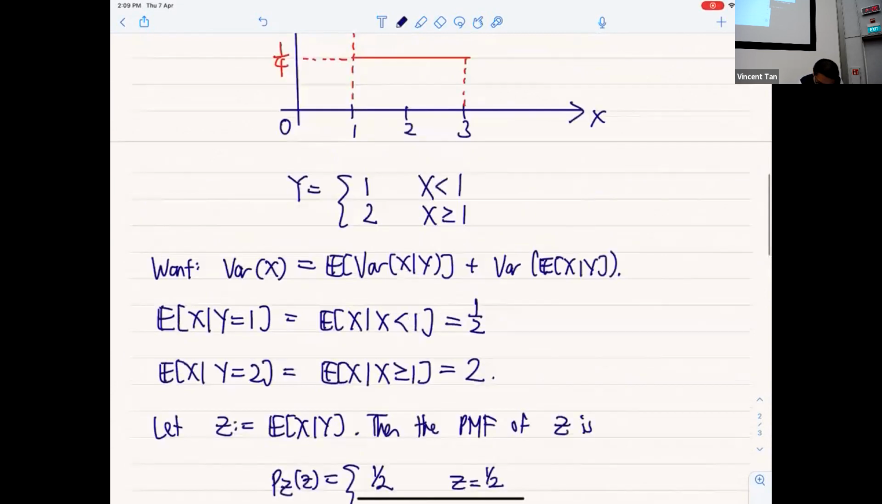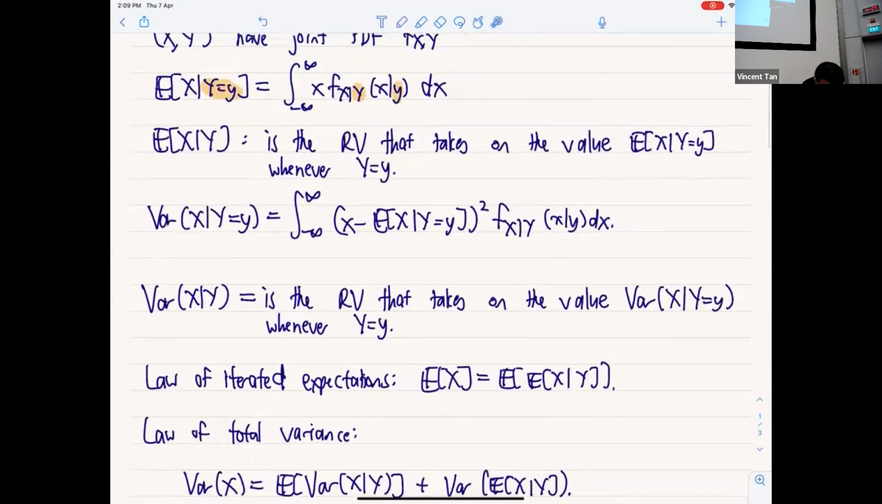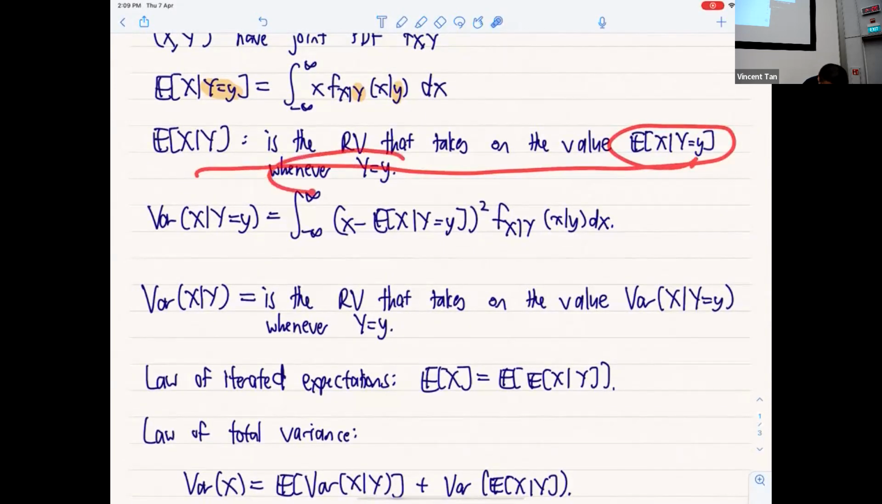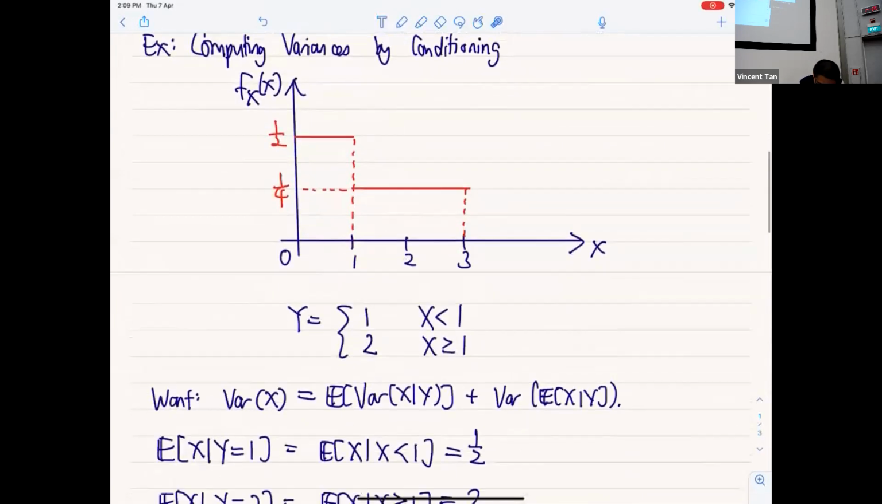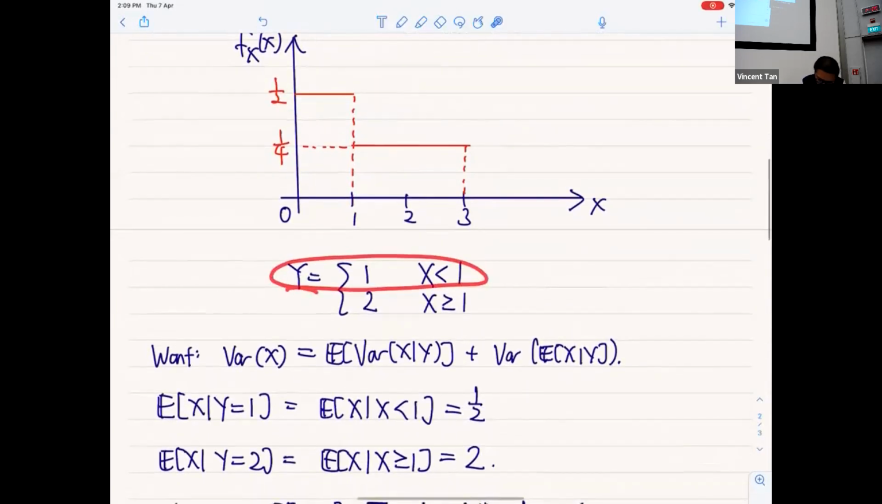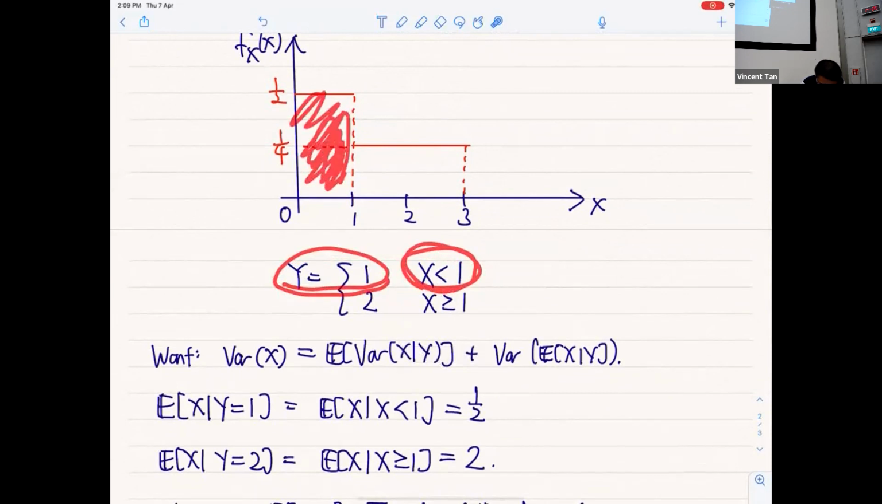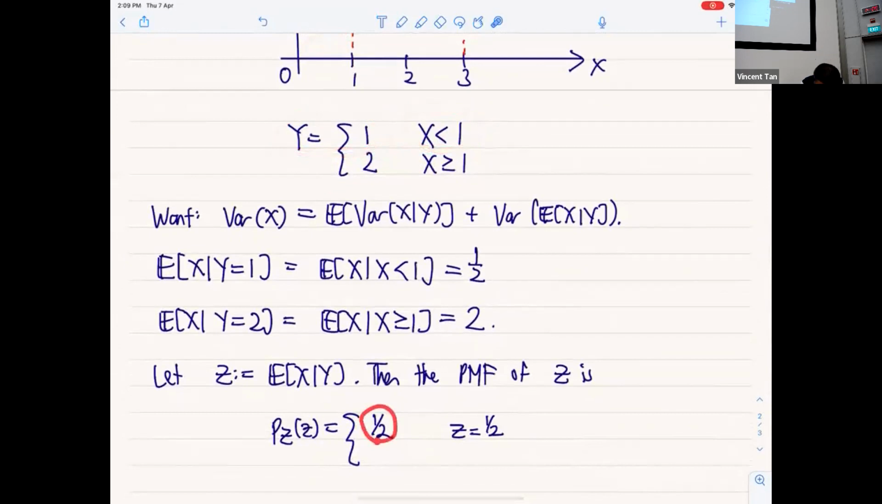Okay, why? You look at this sentence properly. This is the random variable that takes on this value whenever y takes on value y. So what is the chance that y takes on the value 1? What is the probability that y takes on the value 1? It's the probability that x is less than 1. That probability is exactly half. Okay, so with probability half, the value of z is half, this half here. With probability half, the value of z is 2. So that is the probability mass function of the conditional expectation.